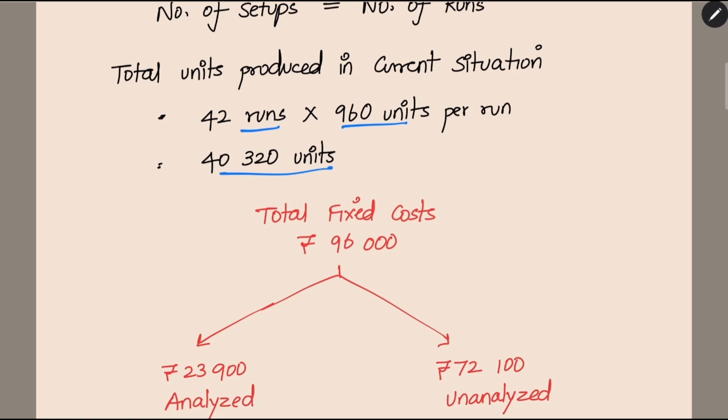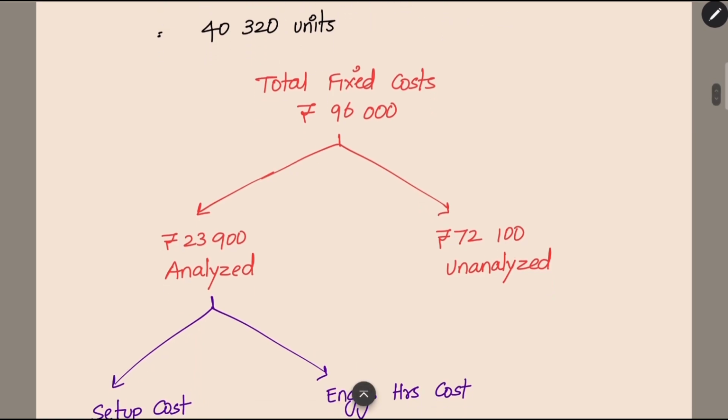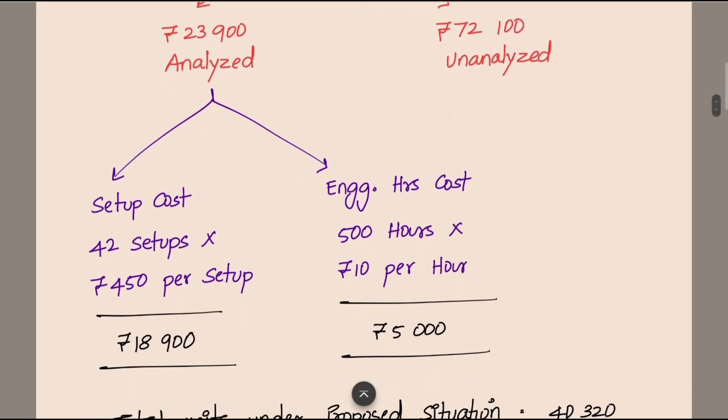And in the total fixed cost, total of 96,000 fixed costs are there. And in this 72,100 is unanalyzed, still not broken down. But this 23,900 rupees is analyzed and found out what are the factors behind this 23,900 rupees. They have found out that there are 2 types of things, setup cost and engineering hours cost. This setup cost they have calculated: 42 setups is currently done, and for one setup 450 rupees is charged. So total setup cost is 18,900 rupees.